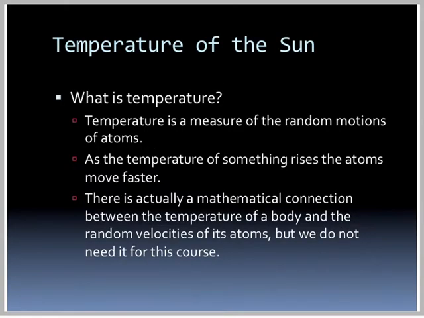Now the next thing we need to talk about is temperature. What is temperature? Temperature is a measure of the random motions of atoms. So as the temperature of something rises, the atoms in it are moving or vibrating faster. There's actually a mathematical connection between the temperature of something and the random velocities of its atoms. We don't need to know this for the course. I just want you to know that higher temperature means higher average speed of the atoms in an object.